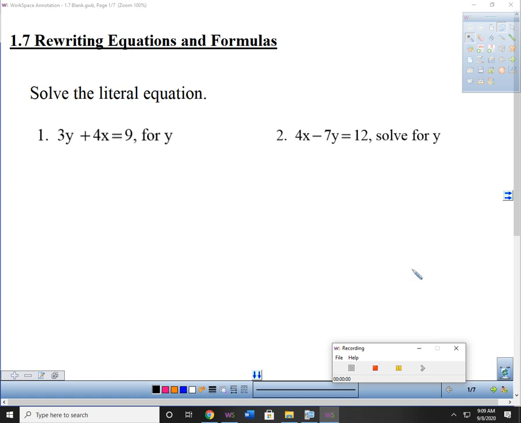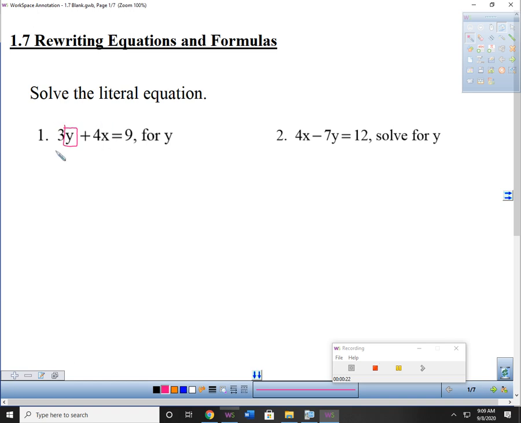Okay, so we're rewriting equations and formulas, which just means we're solving for a specific variable, and you use that in science, and science teachers complain to me all the time because you guys can't do that. Okay, so we're going to try to change that. All right, so I'm taking this equation, I'm solving for y. That means that I have to move everything that is not y, correct?